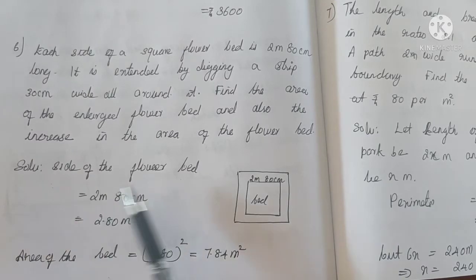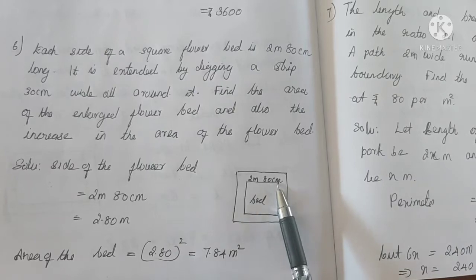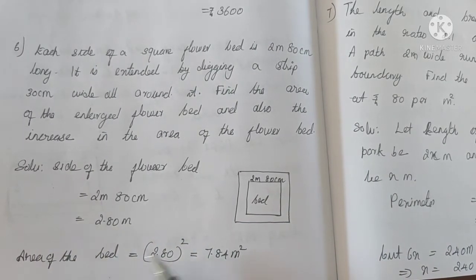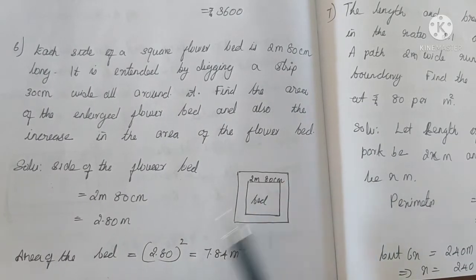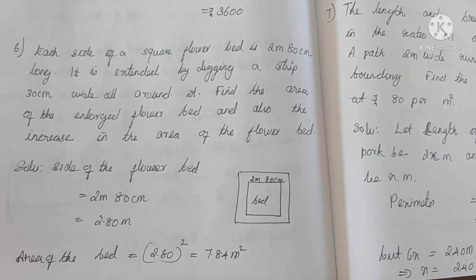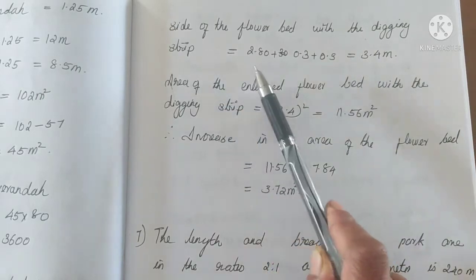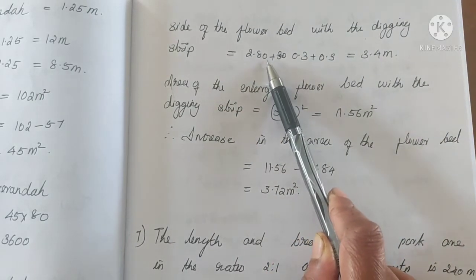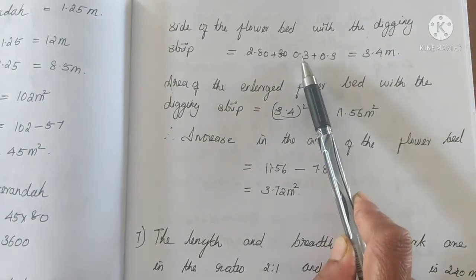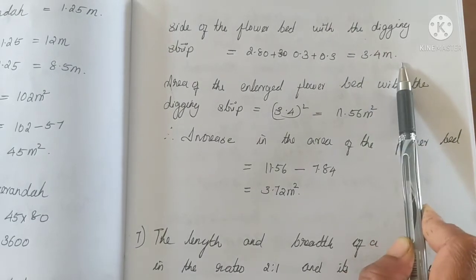Now let's see, side of the flower bed is equal to the given one, that one we are converting into meter. So 2.80 meter. Then area of this bed is equal to, area of a square is equal to side into side. So 2.80 square, which is equal to 7.84 meter square. Side of the flower bed with the digging strip is equal to 2.80, that is side, plus these are the two widths of that area. So 0.3 plus 0.3, total is equal to 3.4 meter.